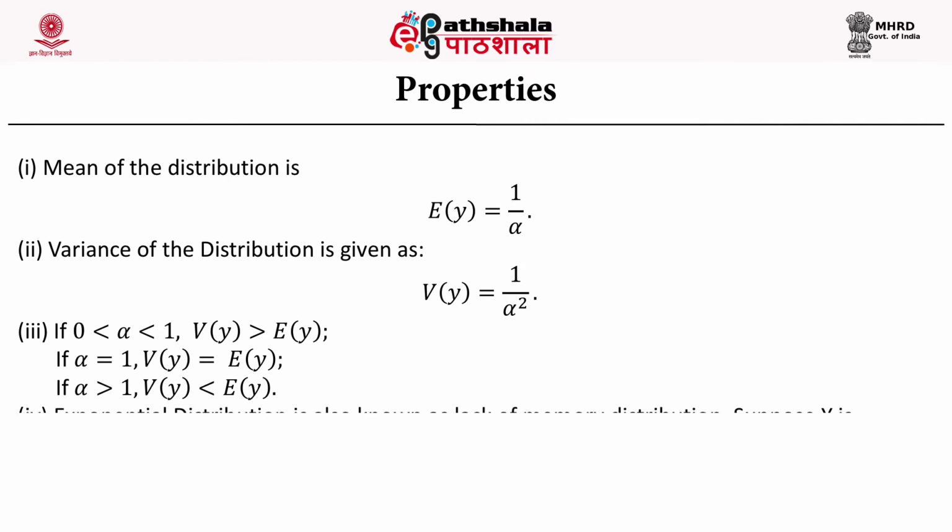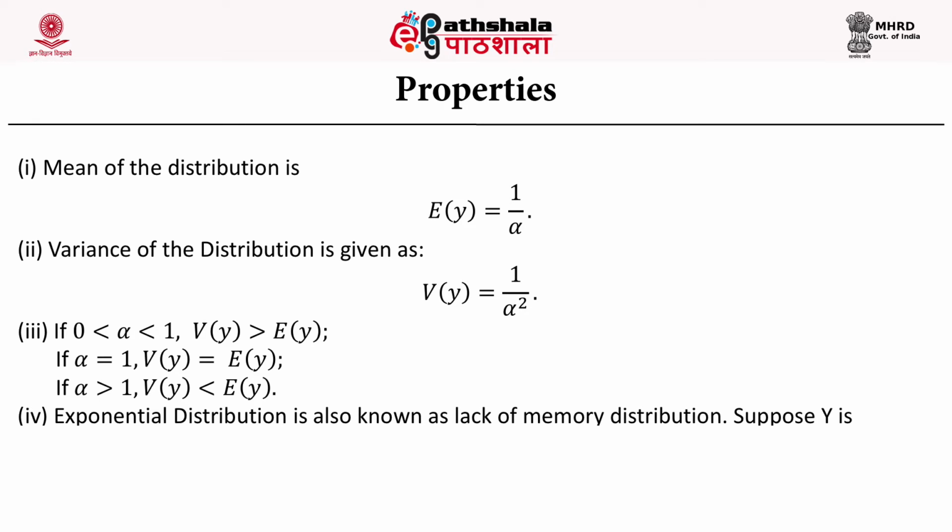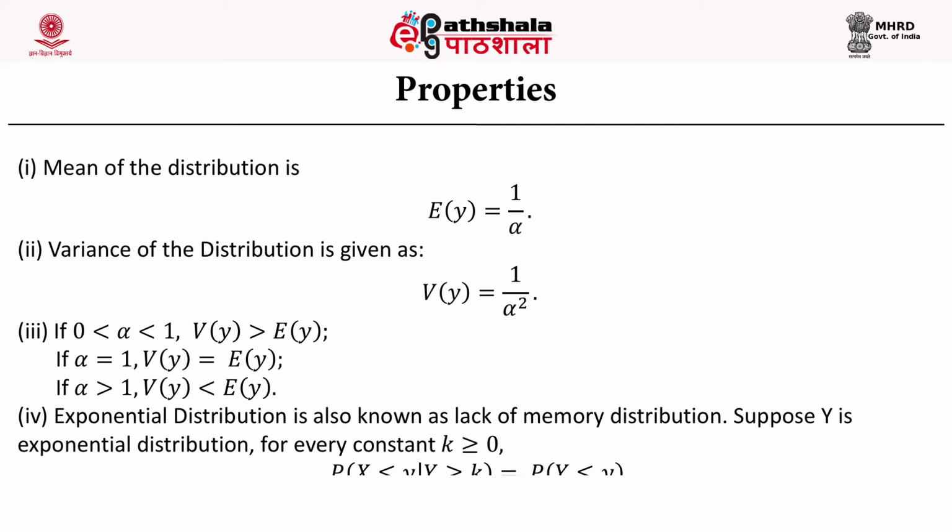The last property of the exponential distribution is known as the lack of memory property. Suppose y is exponentially distributed, for every constant k greater than 0. Then the probability of y less than or equal to y, given that y is greater than or equal to k, is equal to the probability of y less than or equal to y. That means any events that occurred prior don't have any relevance to the current probability. So the probability of x less than or equal to y, given that y is greater than k, is equal to the probability of y less than or equal to y.